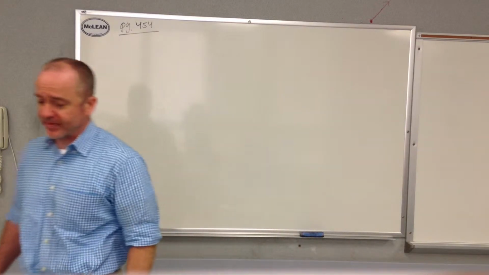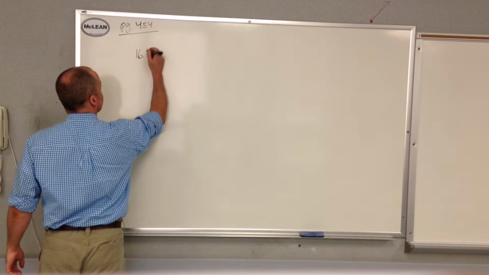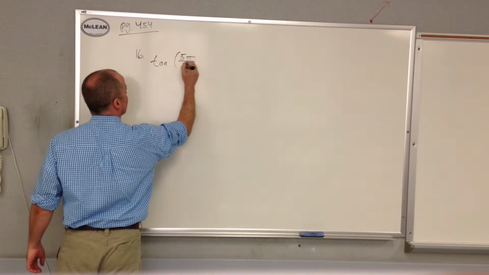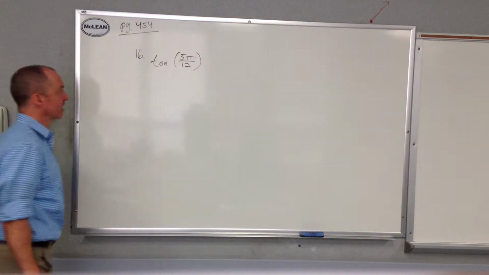So that could show up again. Number 16. I want you to find the tangent of 5 pi over 12 using a half angle identity.